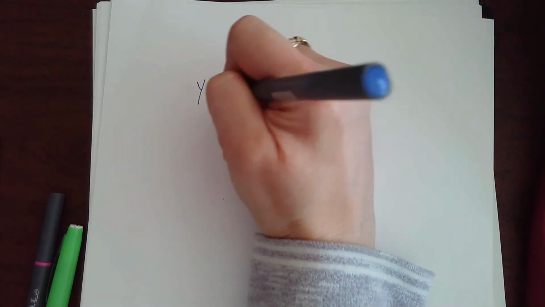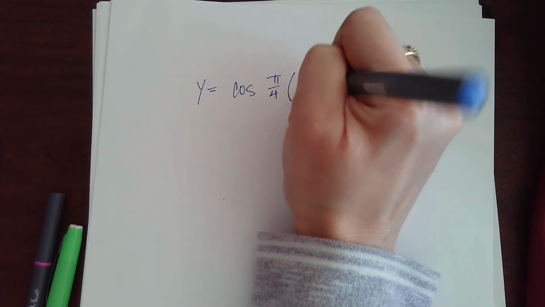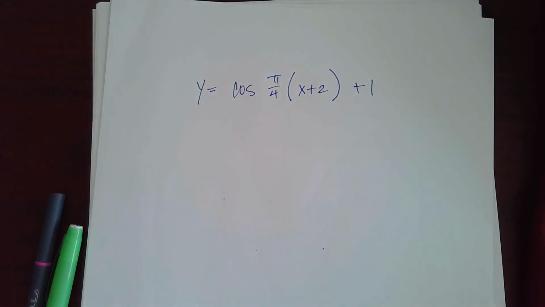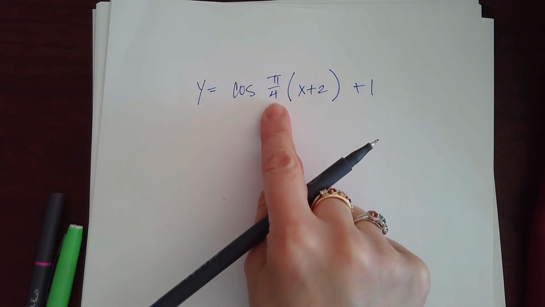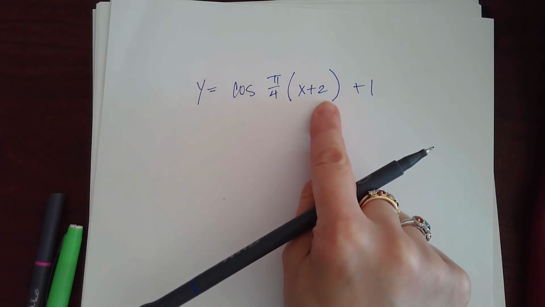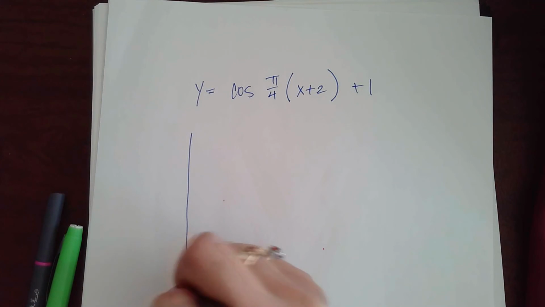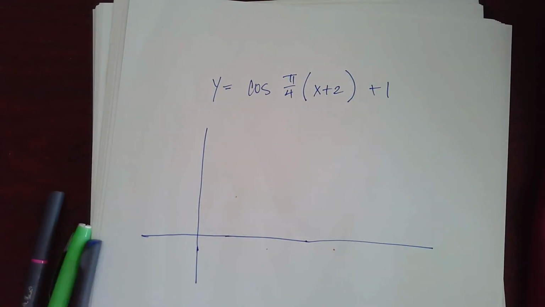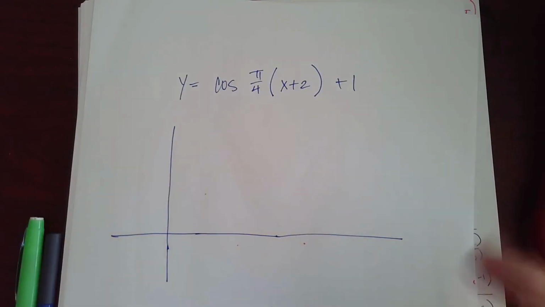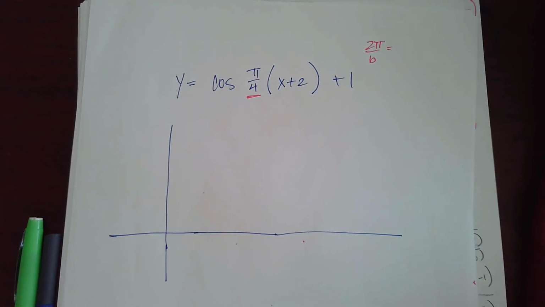So y equals cosine of pi over 4 times (x plus 2), plus 1. All right, so I added that horizontal stretch and shrink, right? It's going to be a horizontal stretch. And then I also added an h value and a k value. Okay. Start off the same way. We find the period. So this one's a little bit different, right? The b value here is pi over 4.